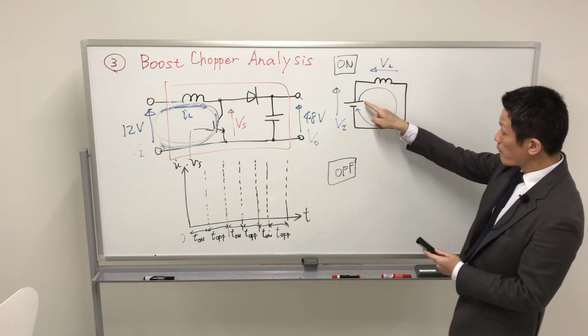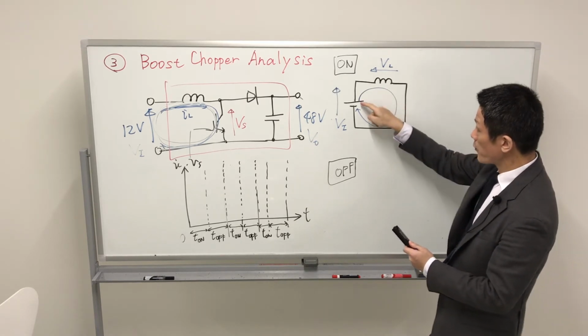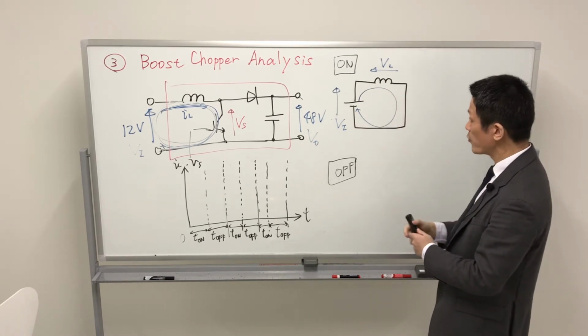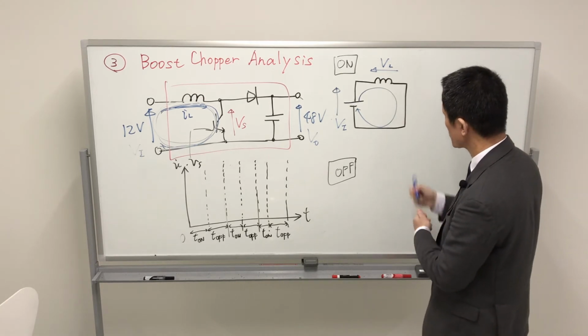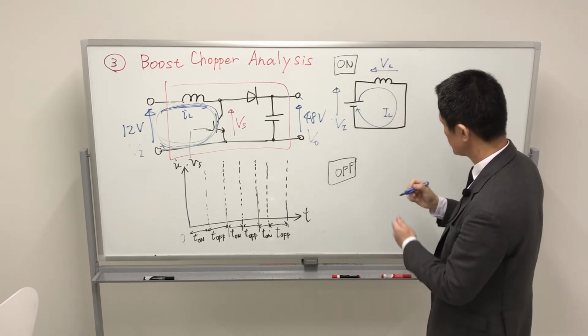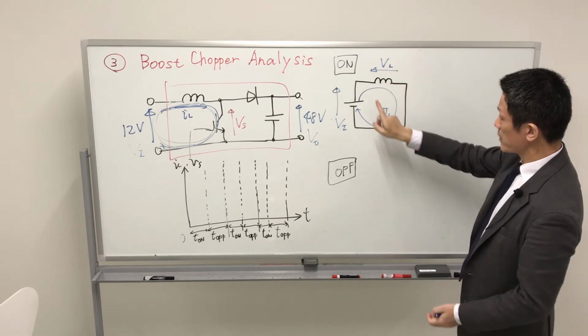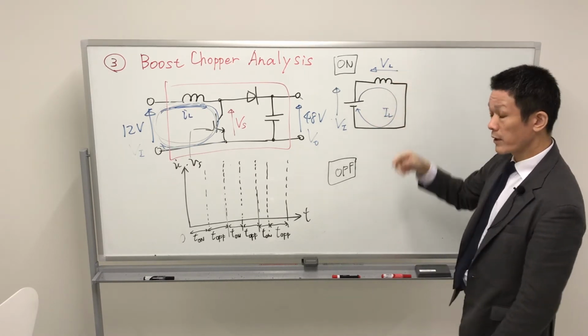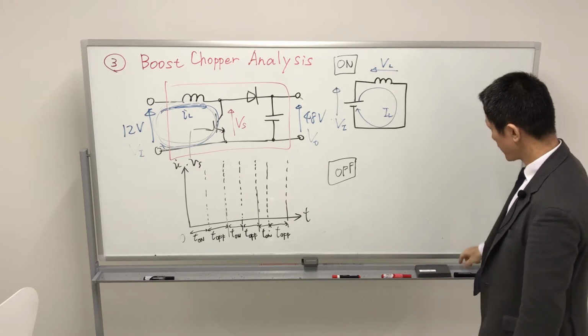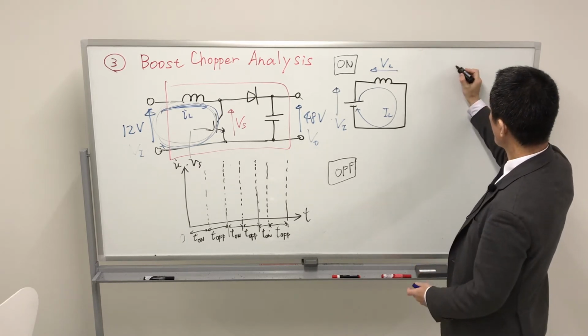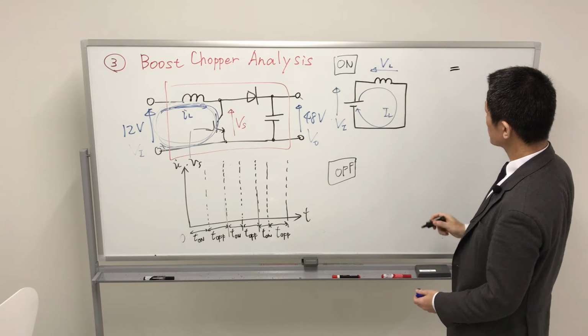In case of the current direction, first is a loop. You are in the loop. This one is the IL. And we have already indicated each component's voltage. And finally, we will obtain the equation.